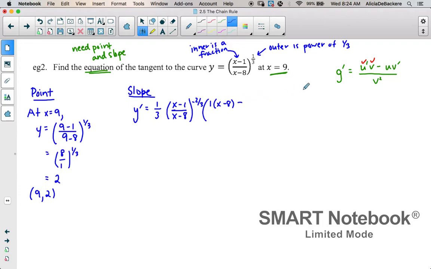Then we're going to subtract. This time we're leaving the numerator alone. And we're going to take the derivative of the denominator. So now we're done. And then we're going to divide all of that by the old denominator squared.